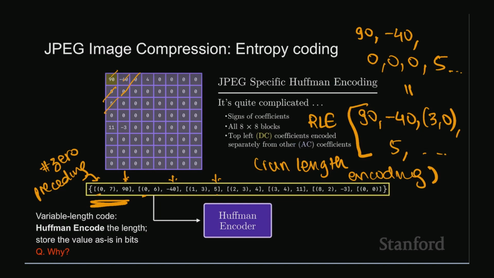Wait, yeah. Did I do something? Oh yeah, sorry. I actually did the wrong run length encoding here. You don't really go in this zigzag manner. You actually go in this zigzag manner.